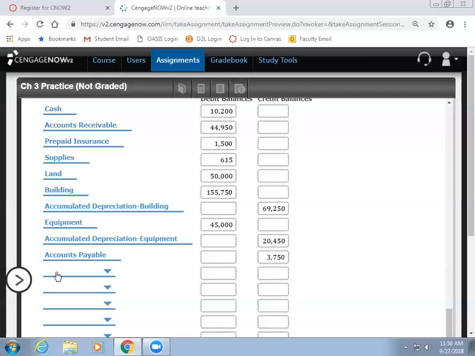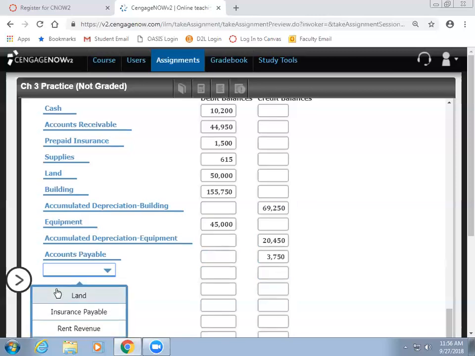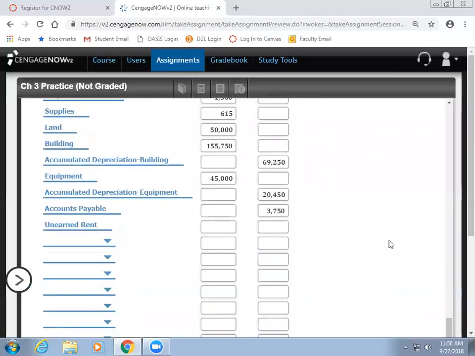Our next liability account is unearned rent. Did it change at all? Yes, it sure did, didn't it? We have it here on the board. So it started at $3,600. We adjusted out $3,300 of it. So it has an ending credit balance of $300. So unearned rent should have an ending credit balance of $300.